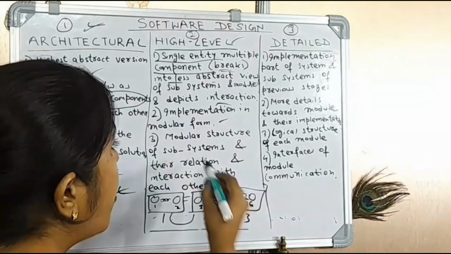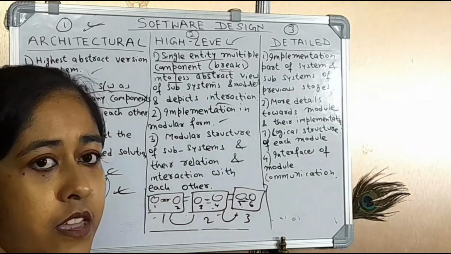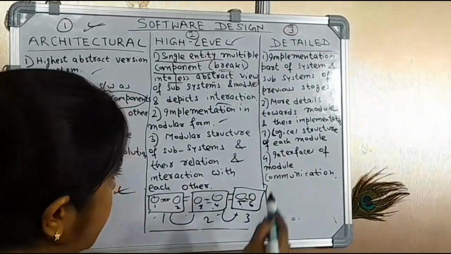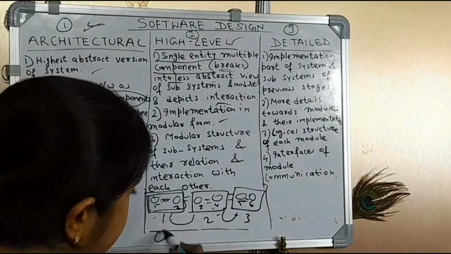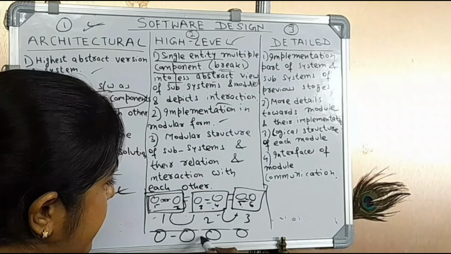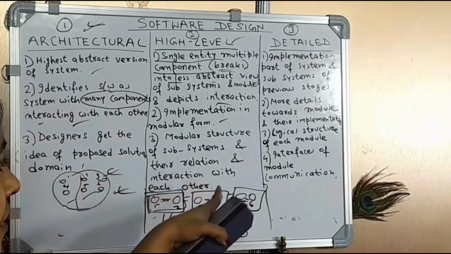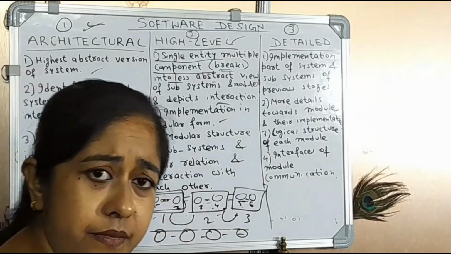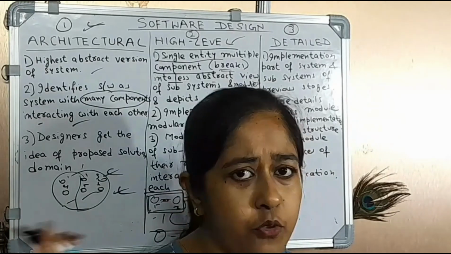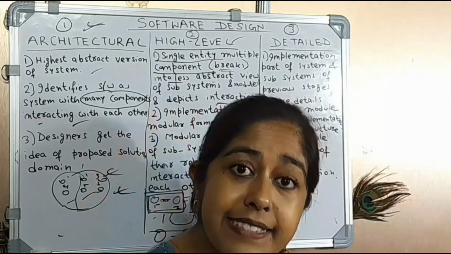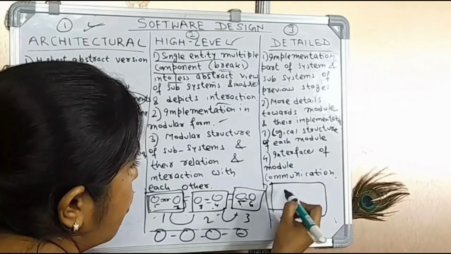Now the third one is the modular structure of subsystems and their interaction with each other. This is my modular structure, breaking the whole system into subsystems and modules. Now when these modules are interacting with each other, this thing is seen here. That is their relation and interaction. Modular structure of your subsystem: the whole system is broken into systems. Then in that system, not only two modules, in a particular system you have so many modules.